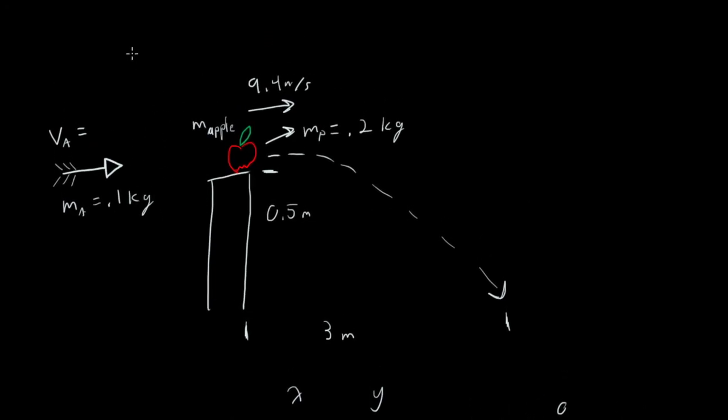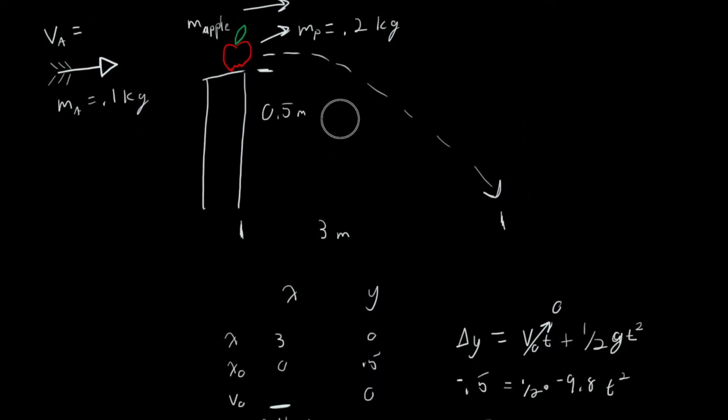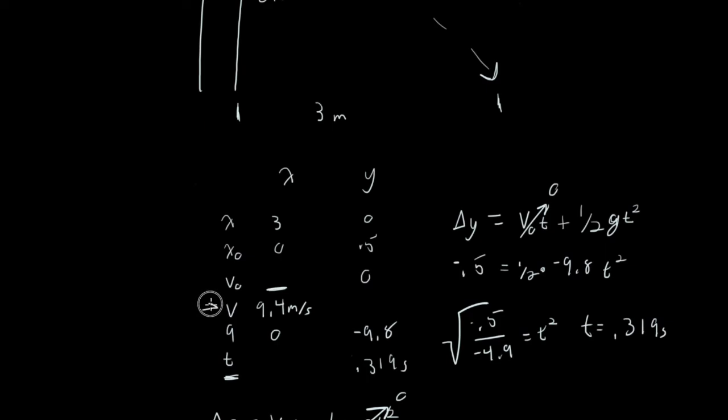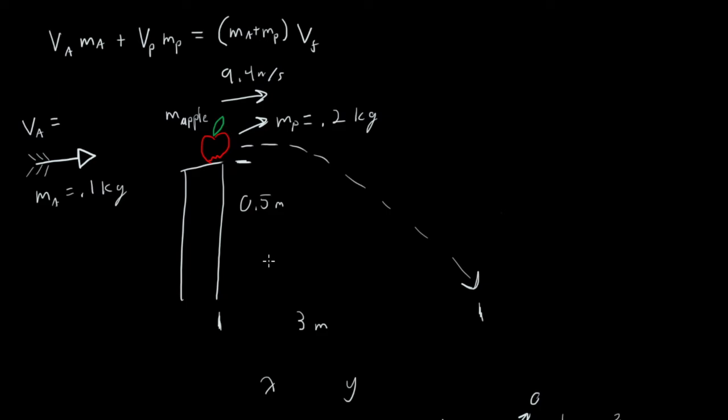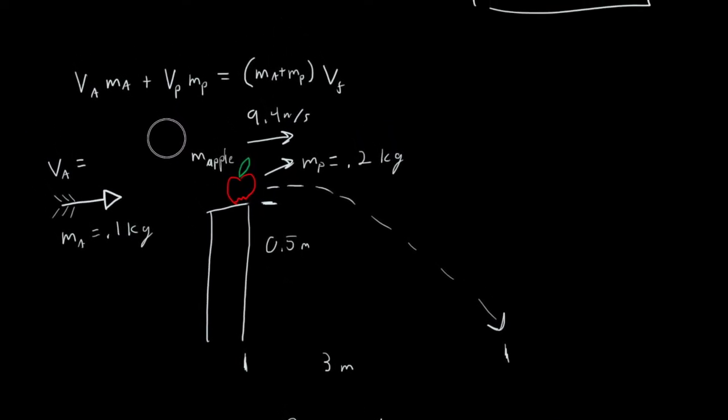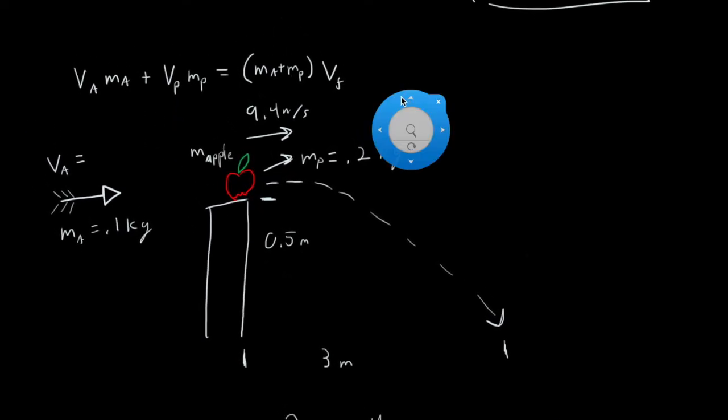So then we can solve this by saying VA times MA plus VP times M apple will equal those masses combined, MA plus MP, times velocity final. Well, this final velocity, that's this velocity right here. It's going to be the same number. I'm just using 2 different points in time. And so I can plug as many numbers as I can in here. Let's go ahead and do that off to the side here.